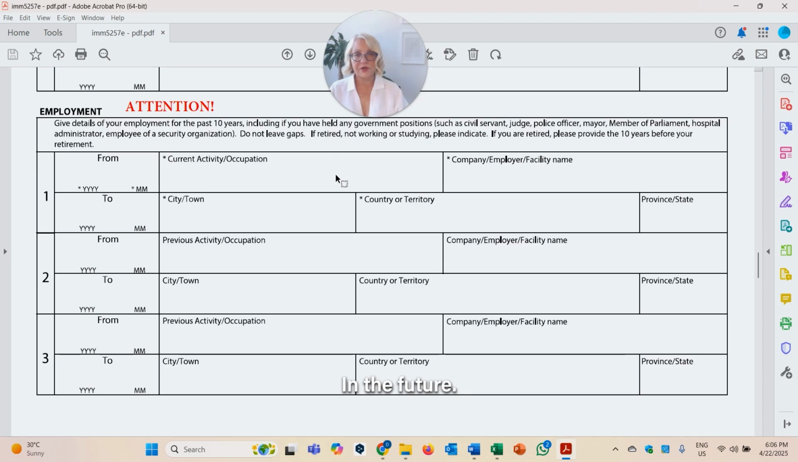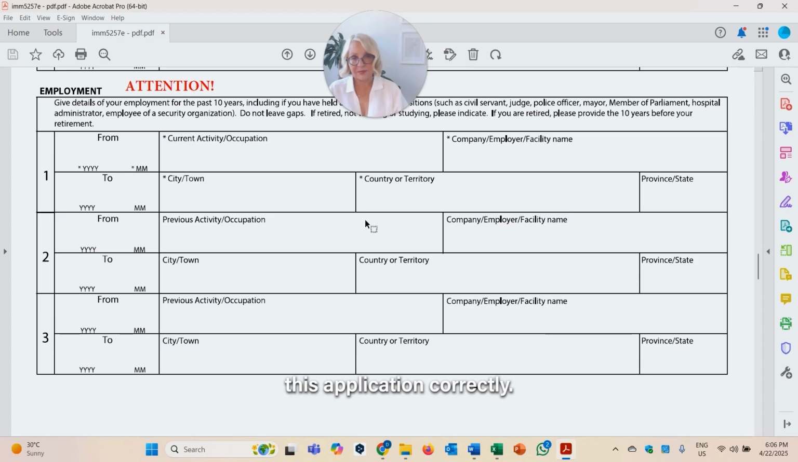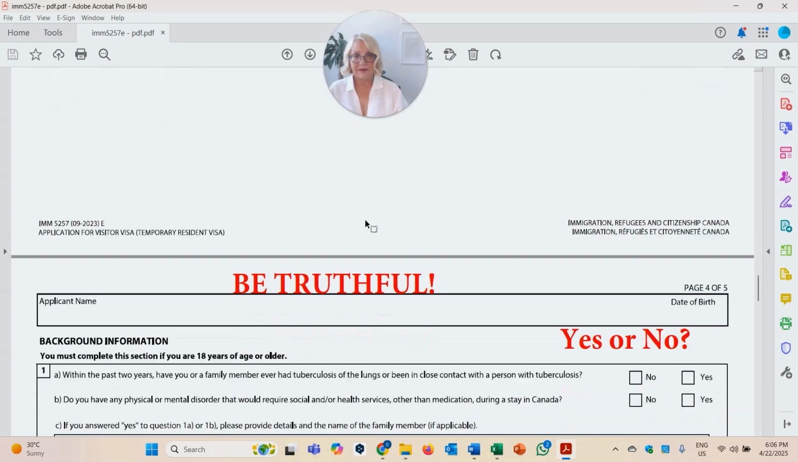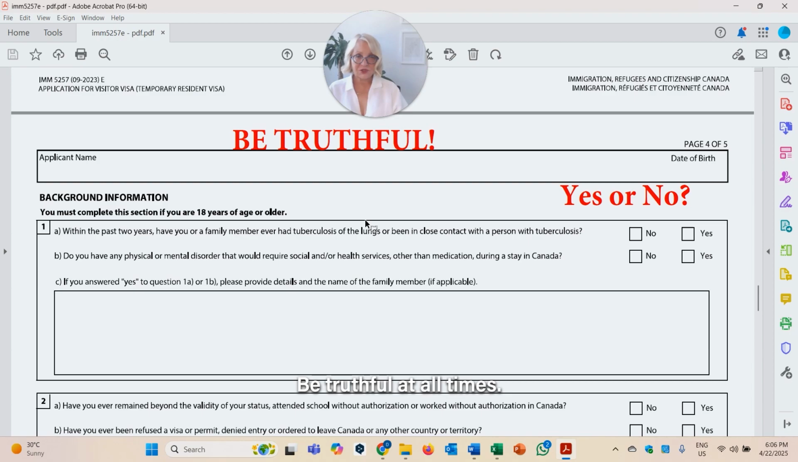In the future, if you were to work with a professional and that professional would ask probing questions, and if you come across a mistake that you made in the past, please make sure you correct it and carry on and complete this application correctly. Be truthful at all times. It is your duty and responsibility to be truthful and answer the questions correctly.